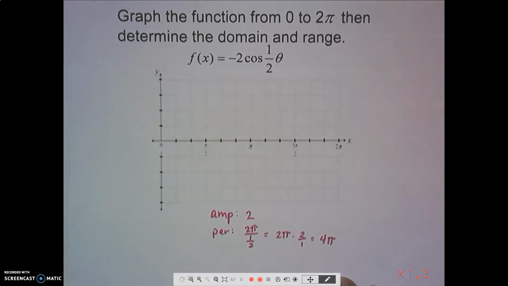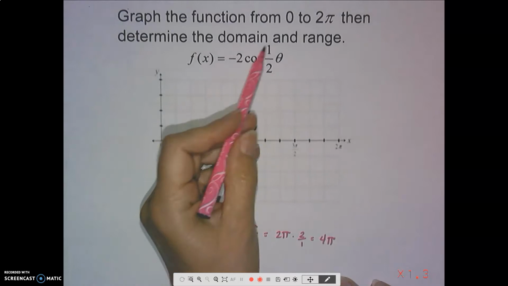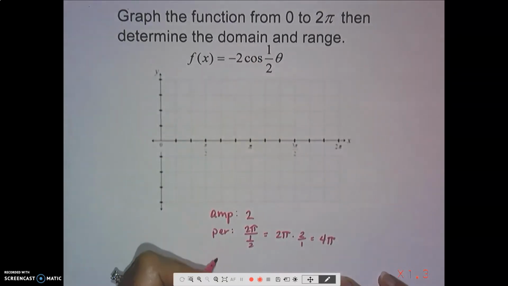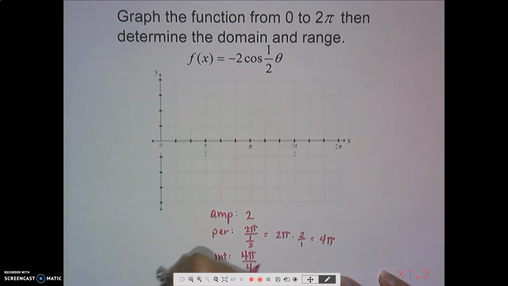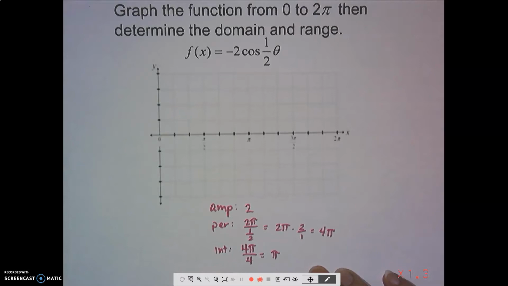All right. So if we're getting only to 2 pi, that means we're only going to have half of a cosine curve that's going to happen. That means that our intervals, we're going to still take the period divided by 4. So we're only marking things every pi. You will not have a full cosine curve when you're graphing this.